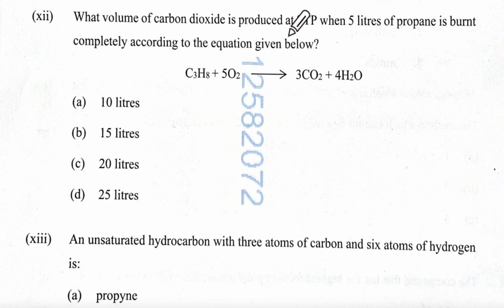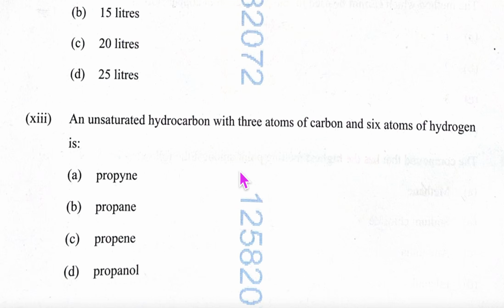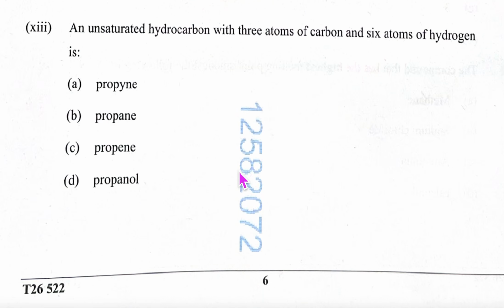What volume of carbon dioxide is produced at STP when 5 liters of propane is burnt completely according to this reaction? Now there are 5 liters of this and they want to know what volume of CO2. So this is one volume, this is 3 volumes. So 3 into 5 means 15 liters. Very good paper, easy paper. Y'all should be able to get good marks, okay?